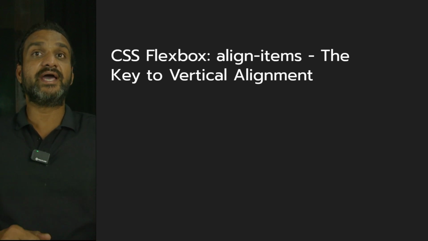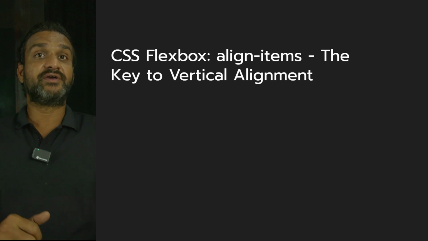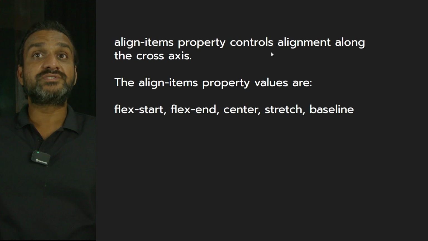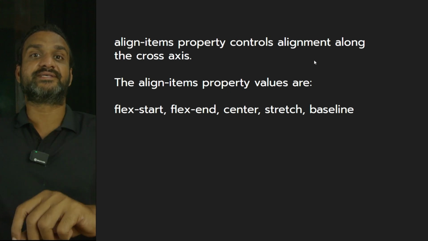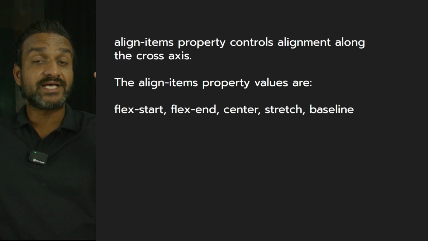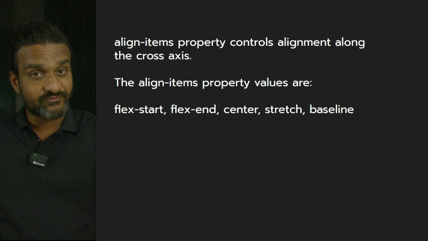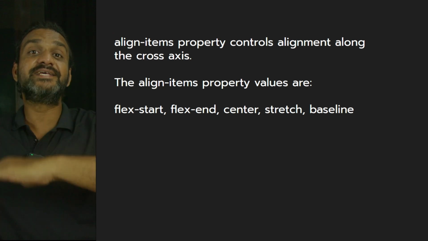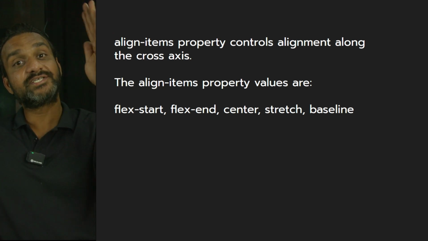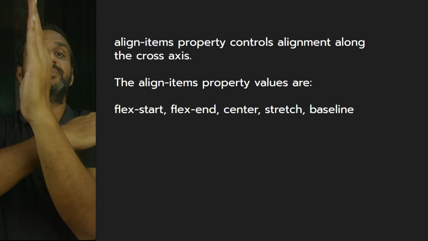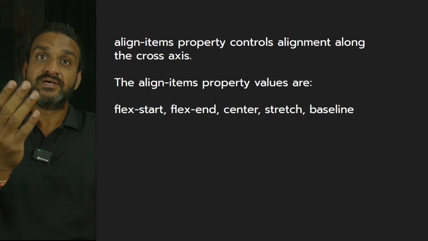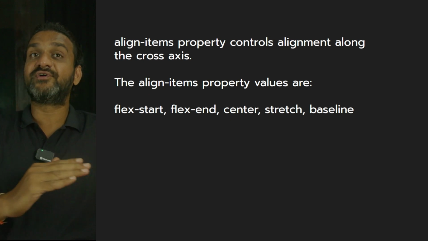So let's go on to our align items concept by using the definitions. The align items property controls alignment along the cross axis. So what is the cross axis? The cross axis and main axis are dependent upon the flex direction. If the flex direction is row, the cross axis is going to be vertical. And if the flex direction is column, the cross axis is going to be the horizontal axis. That is the difference between align items and justify content.